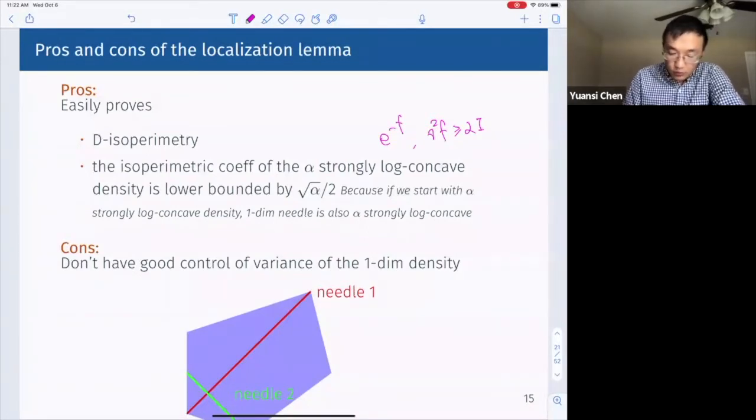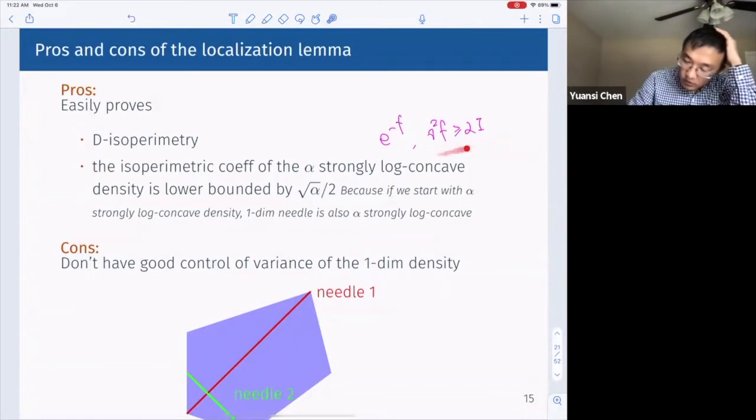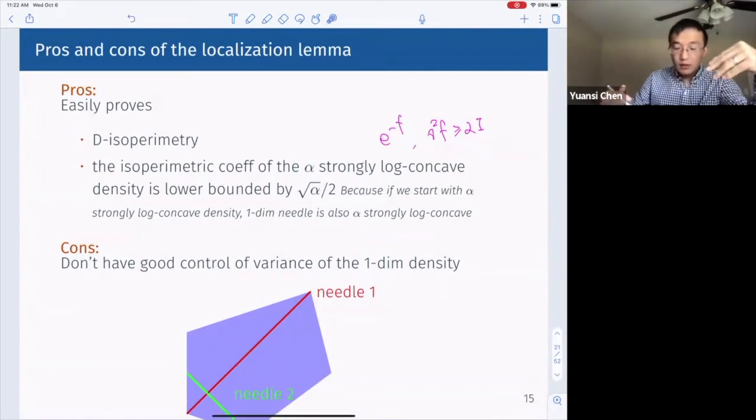This is easy to prove for one-dimensional strongly log-concave densities. And we can use this localization lemma to prove the same, because if you start with an alpha strongly log-concave density, where the Hessian in every direction is larger than alpha, then the one-dimensional needle that you end up with will also be alpha strongly log-concave. And that's why you can relate back and say something about the high-dimensional isoperimetric inequality, okay?